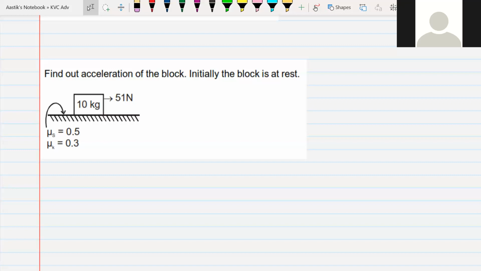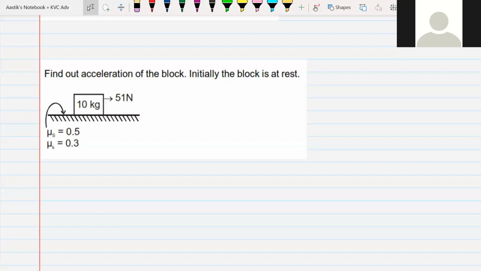Sir, it is 3.57 meter per second square. No, it is not correct. Check it again. Sir, is it 2.1? It is 2.1, my dear friend, 2.1 meter per second square. That is absolutely correct. And how did you get it?